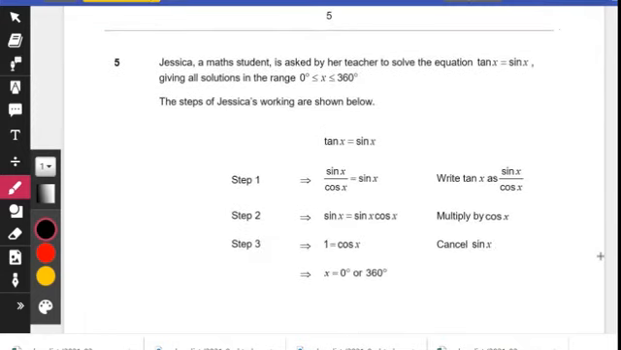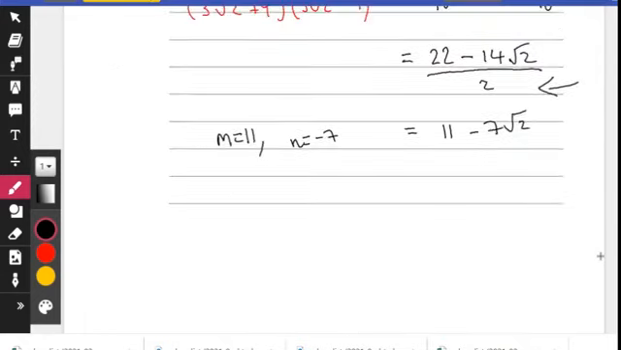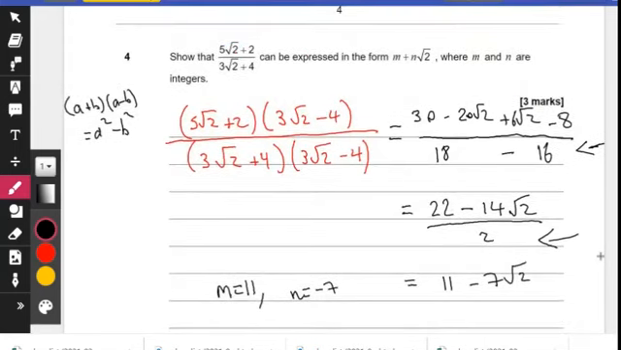Number 5. Do you have to write that m equals 11 and n equals minus 7? No, you don't have to write that bit. The only time you have to write it out is when it says where m and n are integers to be found. When it says to be found, that's when you've got to state what they are, but otherwise, no.